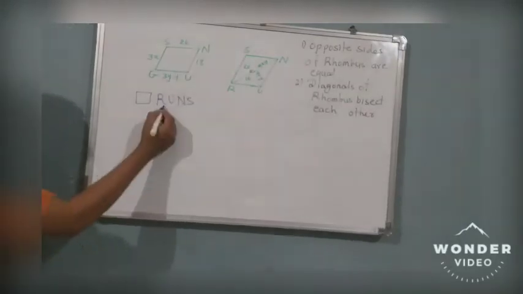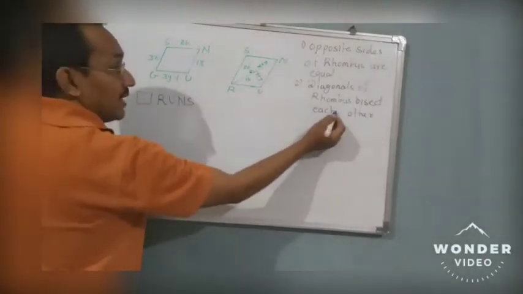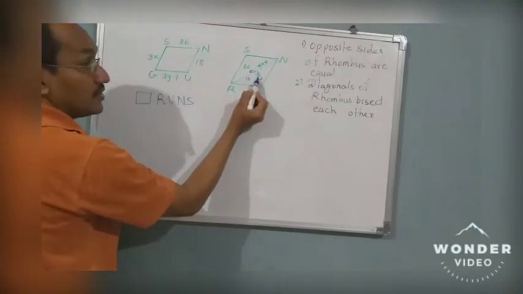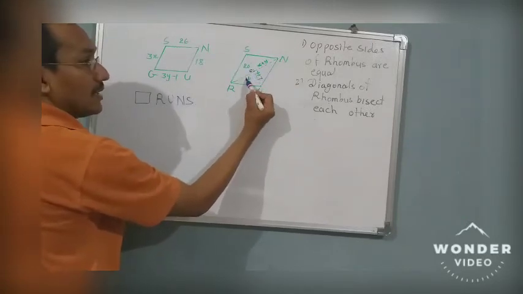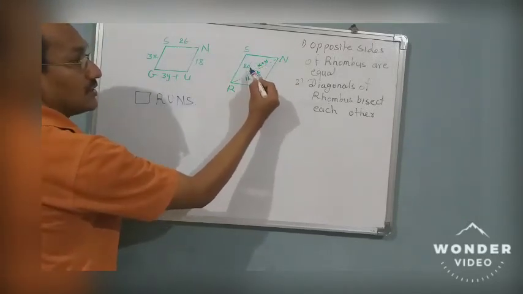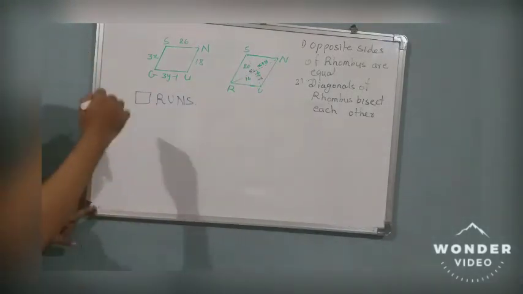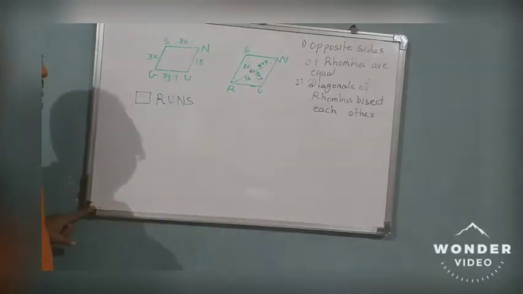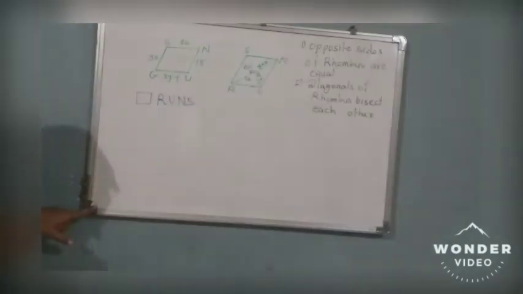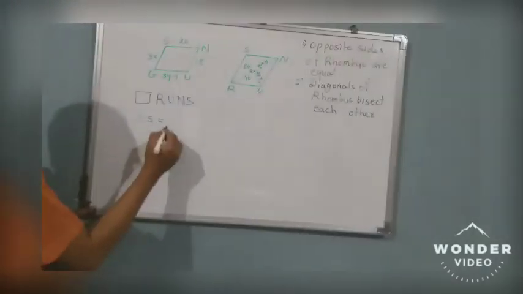Now for rhombus RUNS, let us use the property where diagonals of a rhombus bisect each other. I am deliberately changing the colors. This is y plus 7, x plus y, ON, OR 16, OS or SO, that is 20, OU, that is y plus 7. Now what property are we using? Bisect each other means this diagonal half is equal to this, and this particular one is equal to this. This is the property we are going to use. Now let's start.